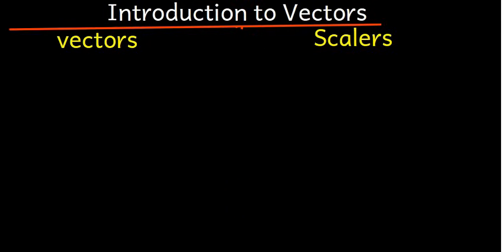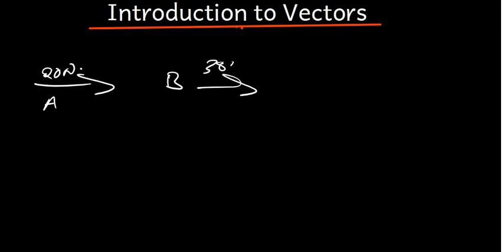So there we go. Okay, so since we are saying that a vector is a physical quantity which has got both magnitude and direction, meaning that a vector can be added. Let's say we have a vector A, which is 20 newtons. Let's also have vector B, which is 30 newtons. Let's find A plus B.